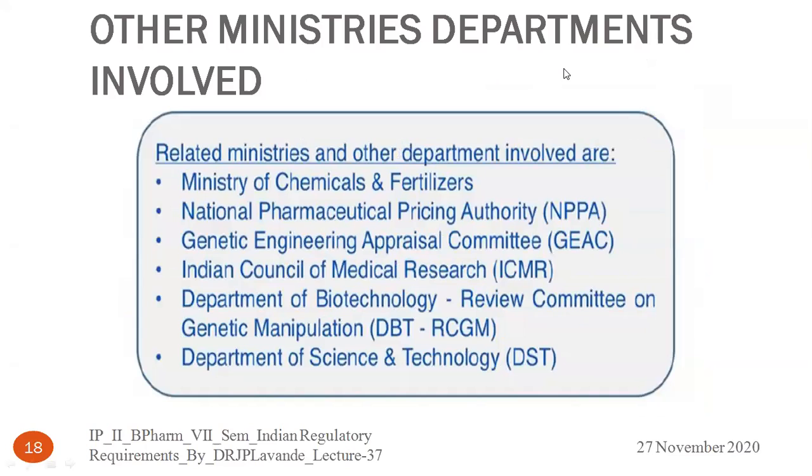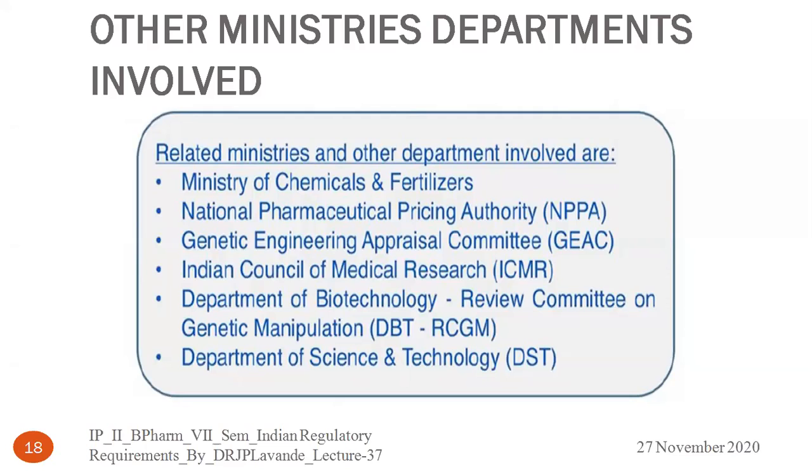Here you can see there are different other ministries or departments that are involved in the process of controlling and regulating the affairs related with the drugs and the cosmetics. Now you can see there are some of the related ministries and other departments that are involved. Like, say, Ministry of Chemicals and Fertilizers. There is a National Pharmaceutical Pricing Authority, which is known as NPPA.